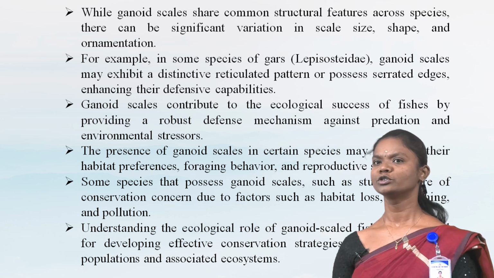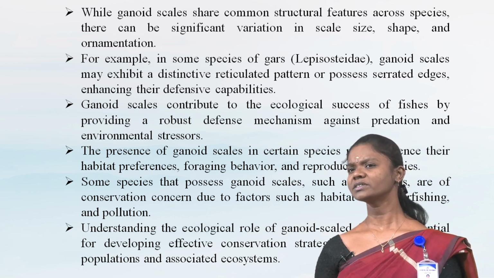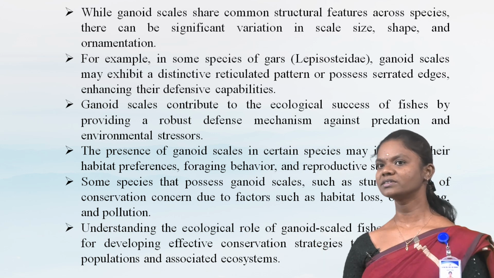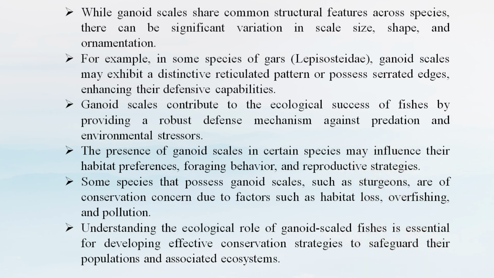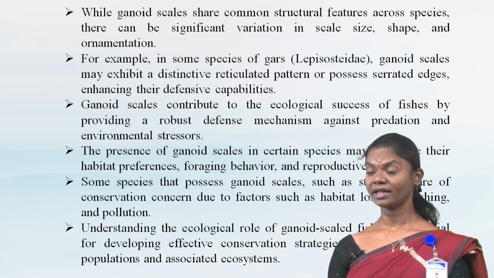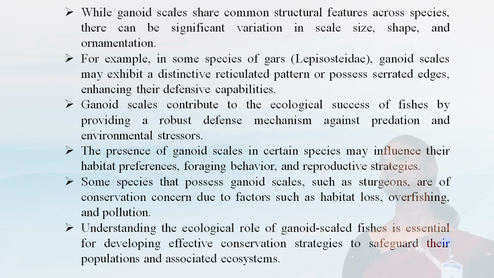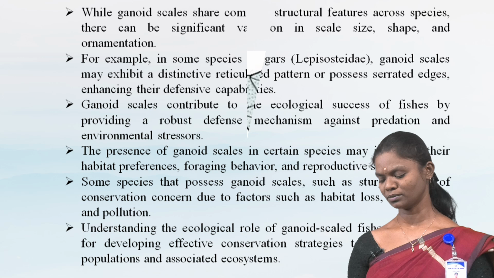Some species that possess ganoid scales, such as sturgeon, are of conservation concern due to factors such as habitat loss, overfishing, and pollution. Understanding the ecological role of ganoid scales in fishes is essential for developing effective conservation strategies to safeguard their populations and associated ecosystems.